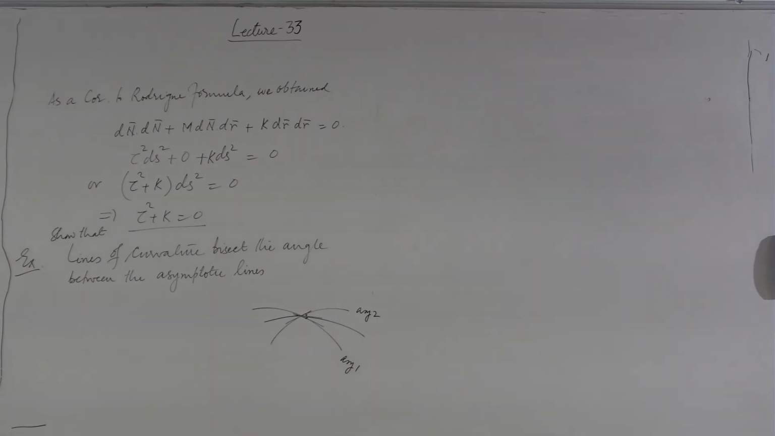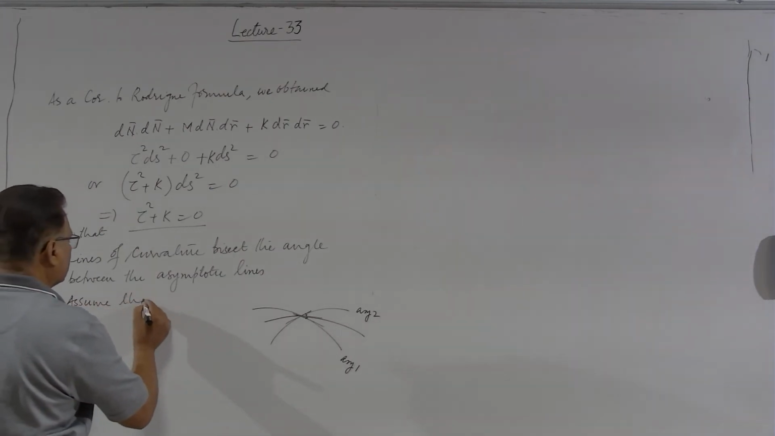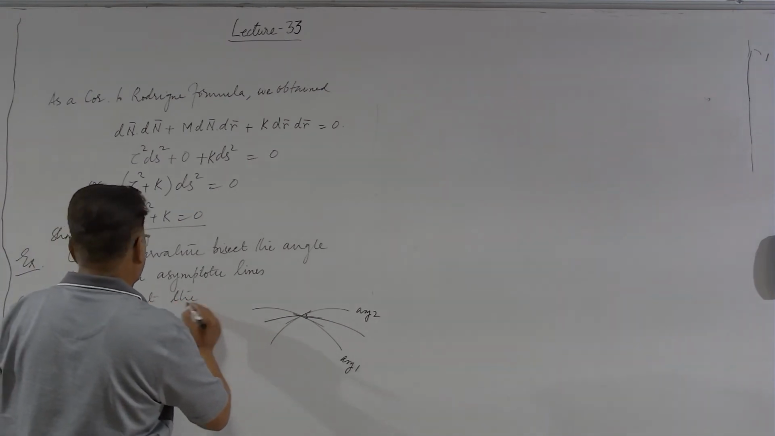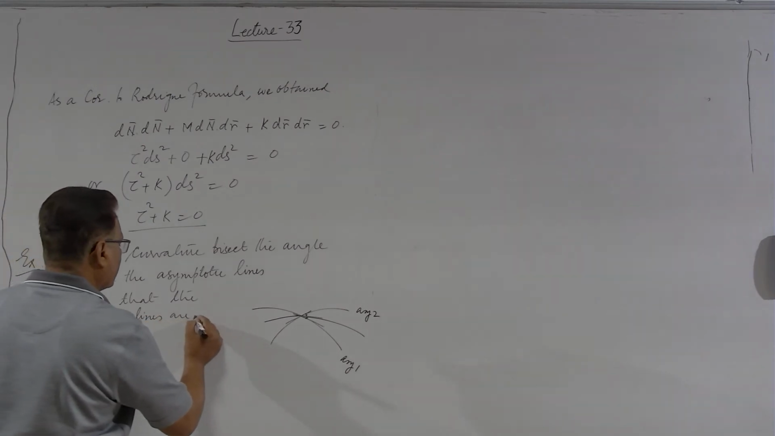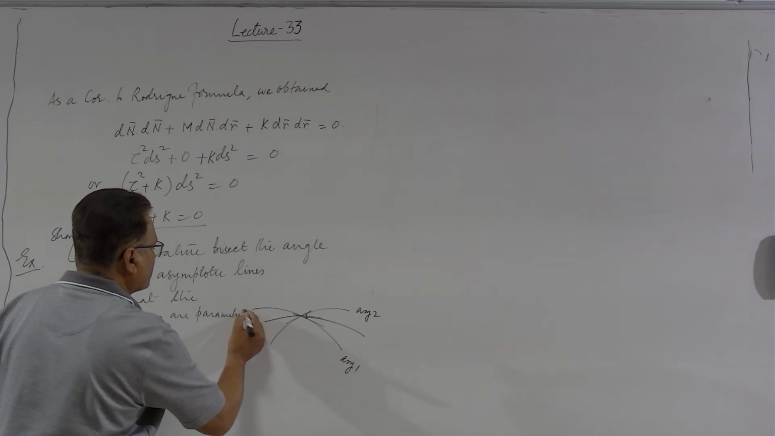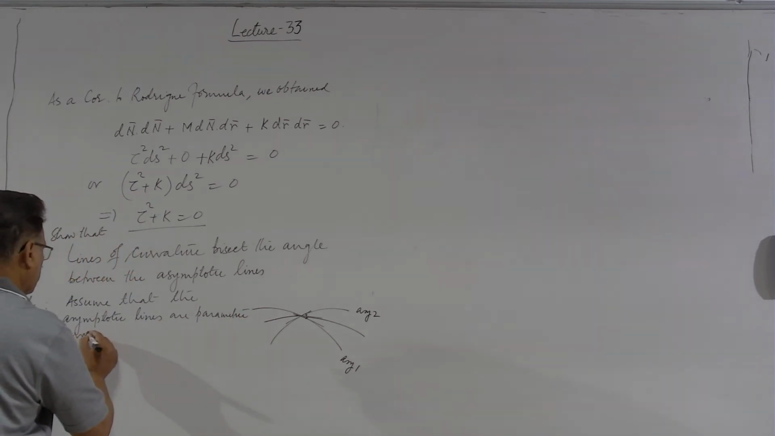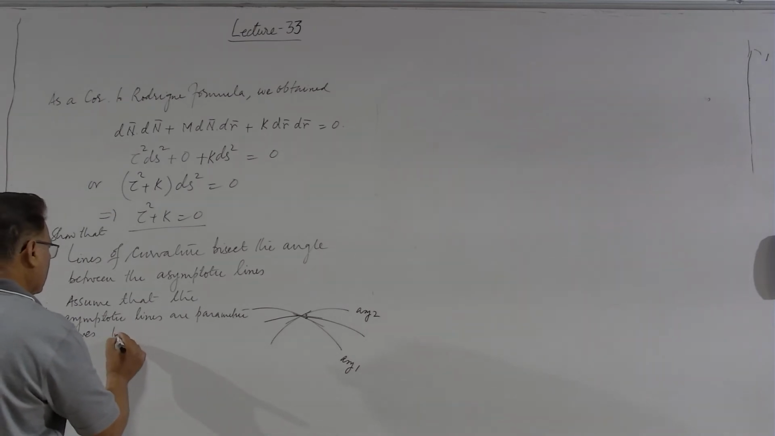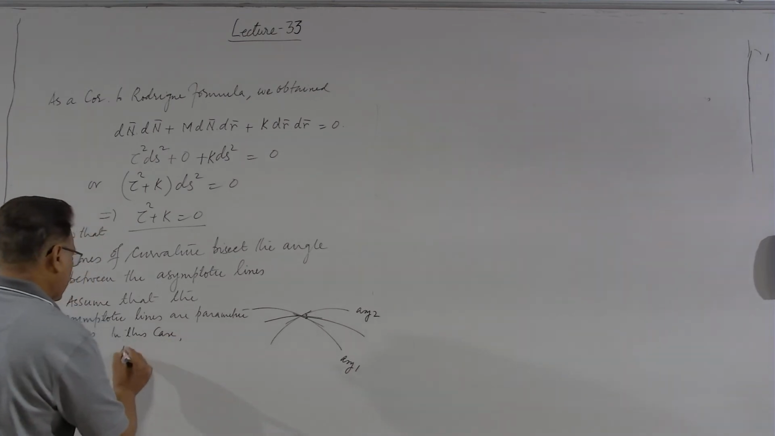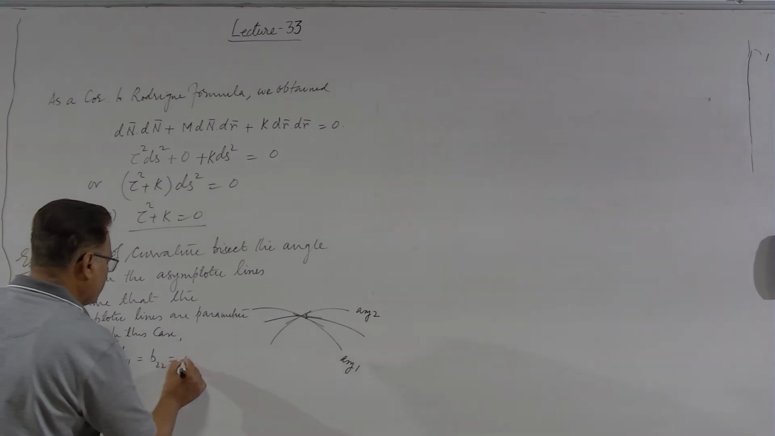So, for convenience, from the computation point of view, we can regard these asymptotic lines 1 and 2 as parametric curves over the surface. So, let me assume for the solution that the asymptotic lines are parametric curves. When asymptotic lines become parametric curves, what happens? In this case you have B11 and B22 both become 0.